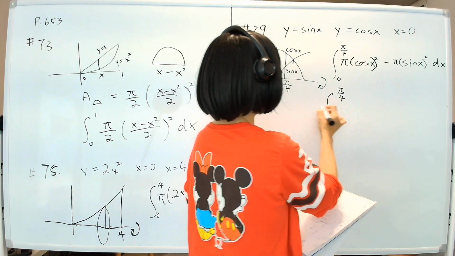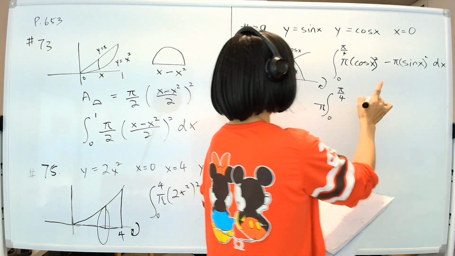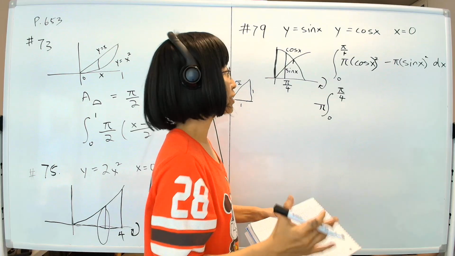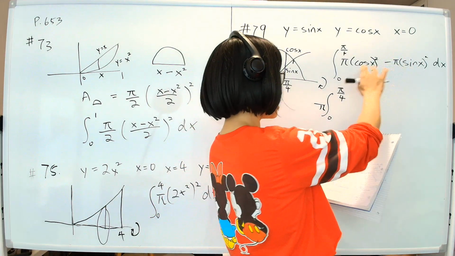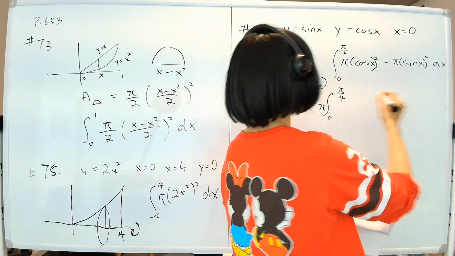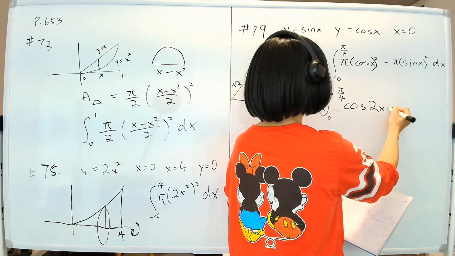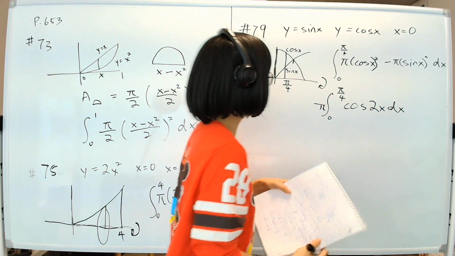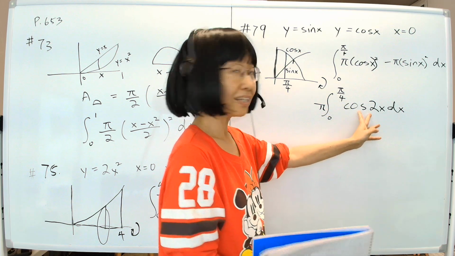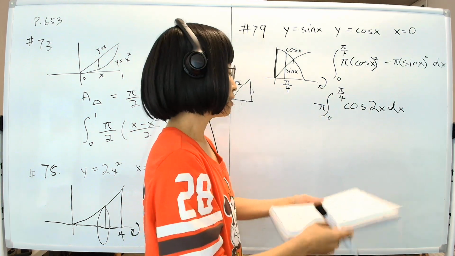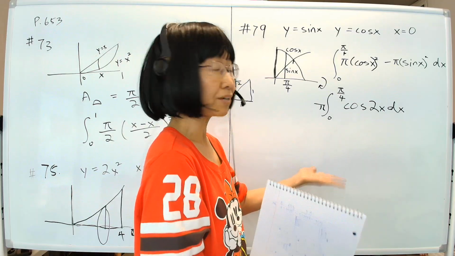We'll factor the pi out, okay? And then we're going to quote the trigonometric identity, which says that cosine squared minus sine squared is the same as cosine of 2x dx. See that? And once you realize this identity, then things are much easier, because cosine 2x is much easier to integrate, because that's just sine 2x divided by 2.